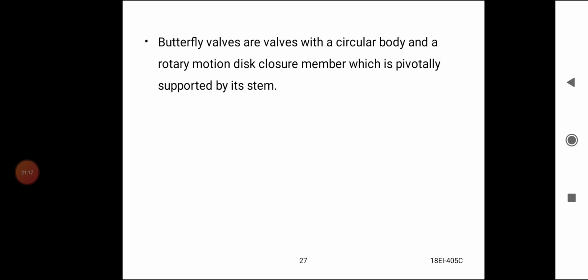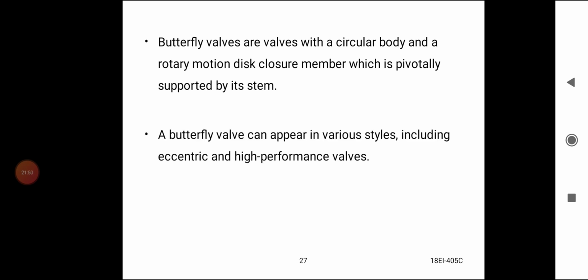Butterfly valves are valves with a circular body and a rotary motion disc, the closure member, which is pivotally supported by its stem. A butterfly valve can appear in various styles, including eccentric and high performance valves.